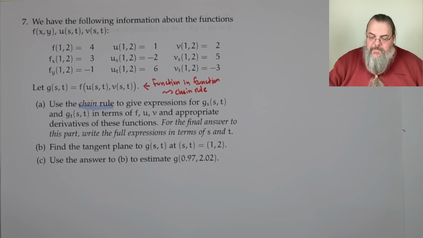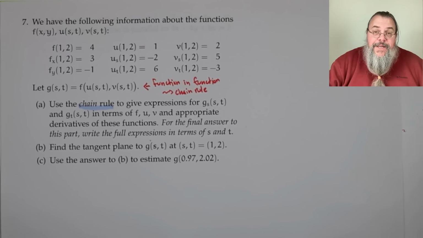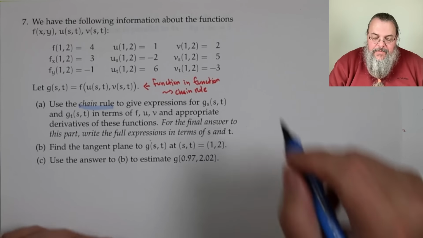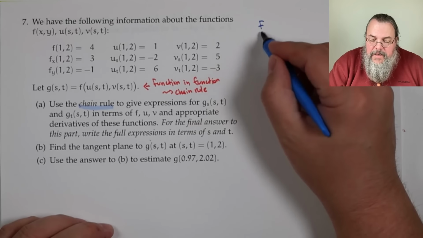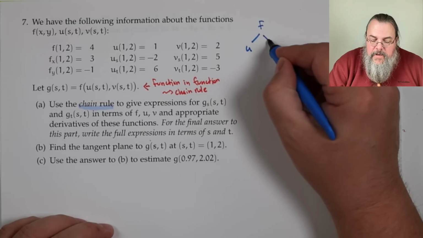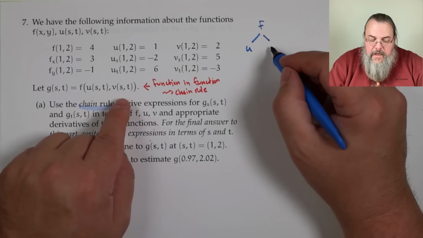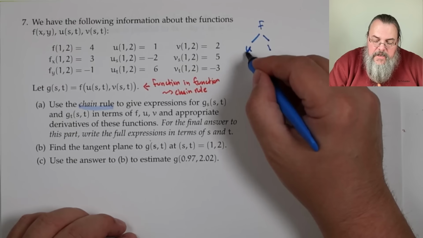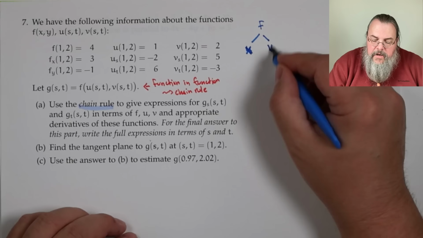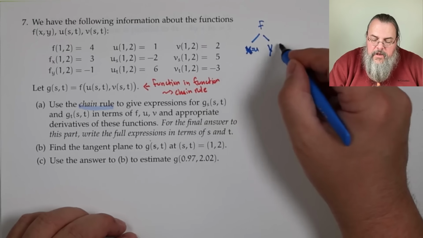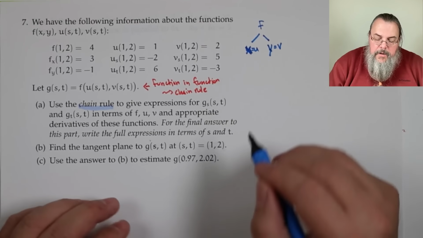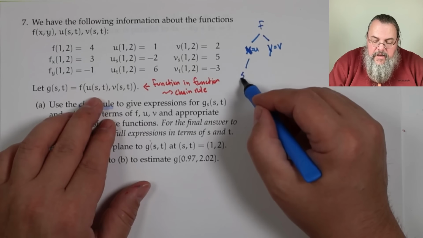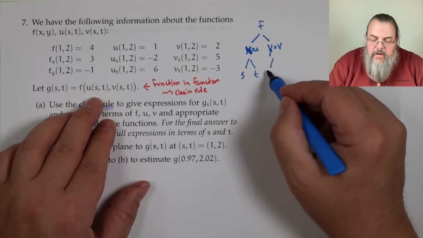What's going on here? Well, I like to start by making a tree. It's going to help me understand how all these things relate. So I see f. f is going to depend on u and v. Well, I really should say x and y. That's what I should say. And x is what we're calling u, y is what we're calling v. All right. But now, what do these depend on? They depend on s and t.